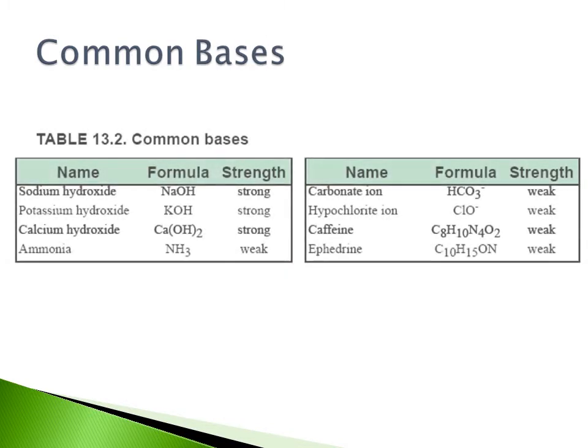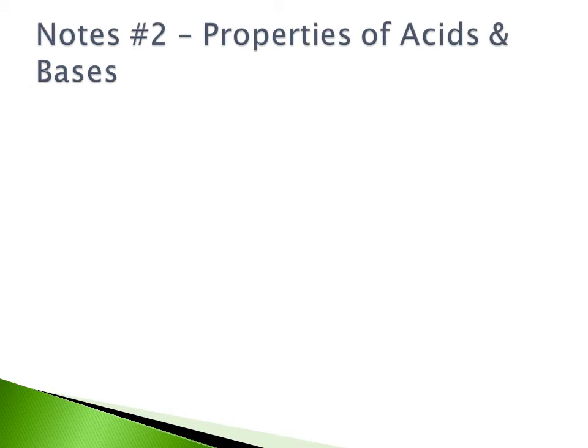Common bases: sodium hydroxide, potassium hydroxide, and calcium hydroxide are all very strong bases. They completely break apart, leaving lots of hydroxide in solution to react with those H pluses and undergo acid-base chemistry. Ammonia is a weak base. Carbonate ion is weak. Hypochlorite ion, found in bleach, is weak. Caffeine is weak. Ephedrine, also a weak base. And by weak, again, all we mean is it doesn't completely break up in water.